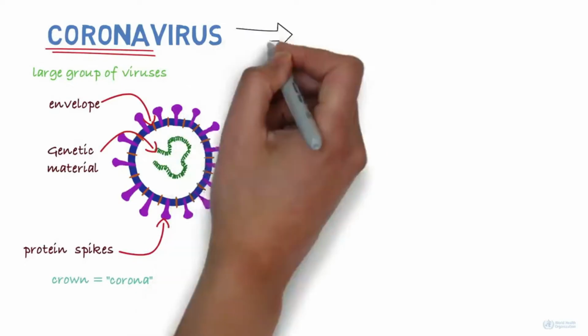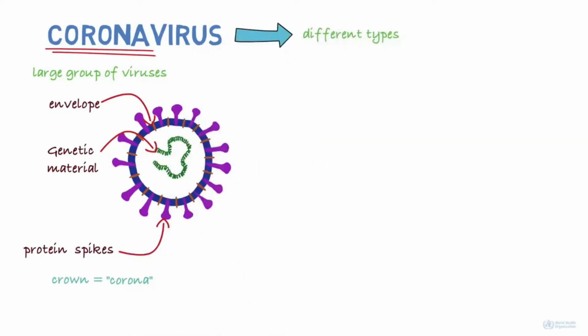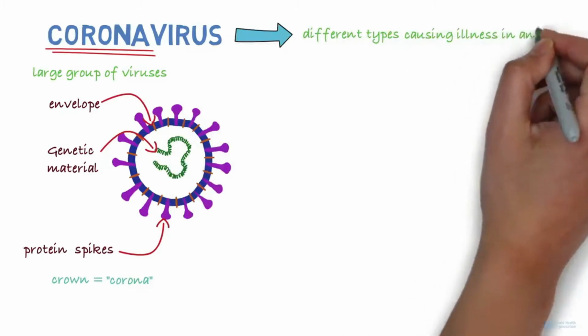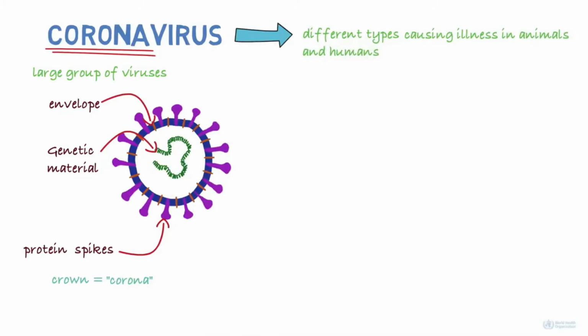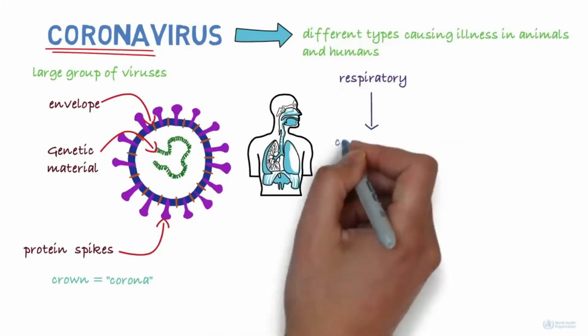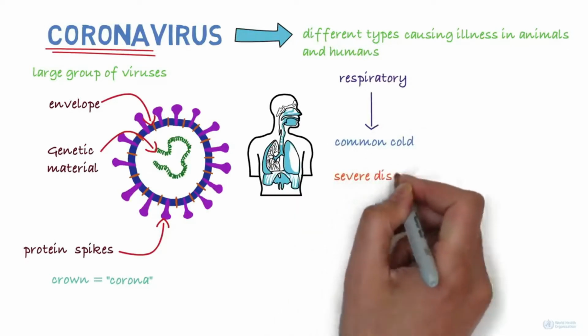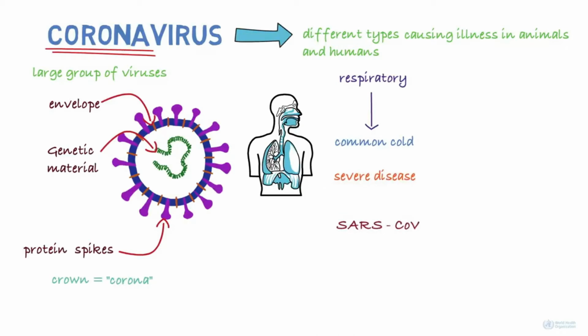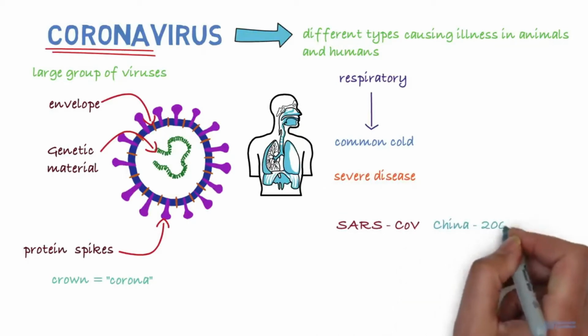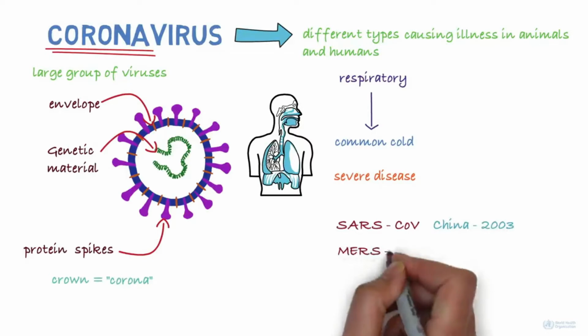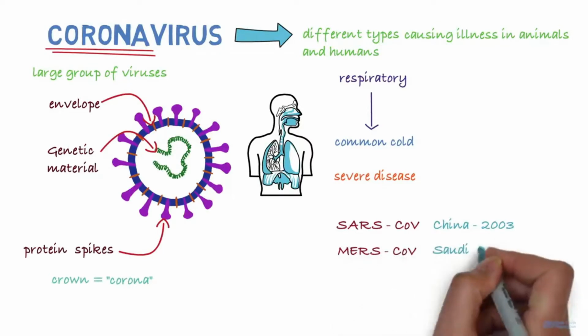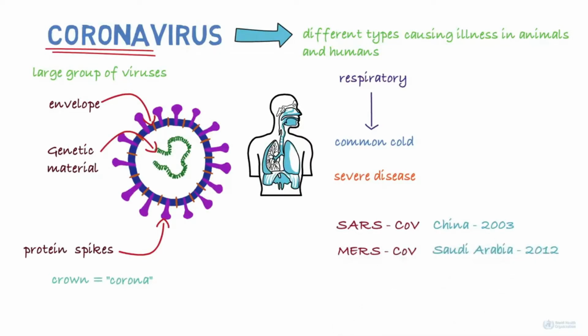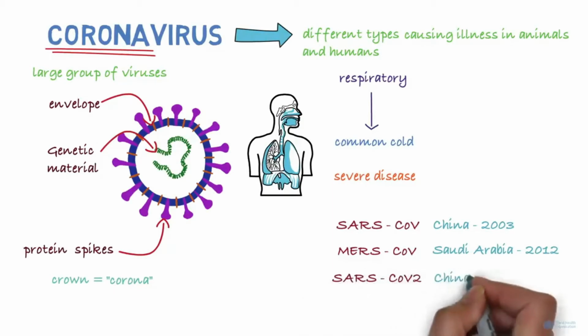There are different types of coronavirus causing illness in animals and humans. In humans, they cause respiratory problems, the common cold, and severe acute disease. SARS-CoV, China in 2003, MERS-CoV, Saudi Arabia in 2012, SARS-CoV-2, China in 2019. So, where does this new virus come from?